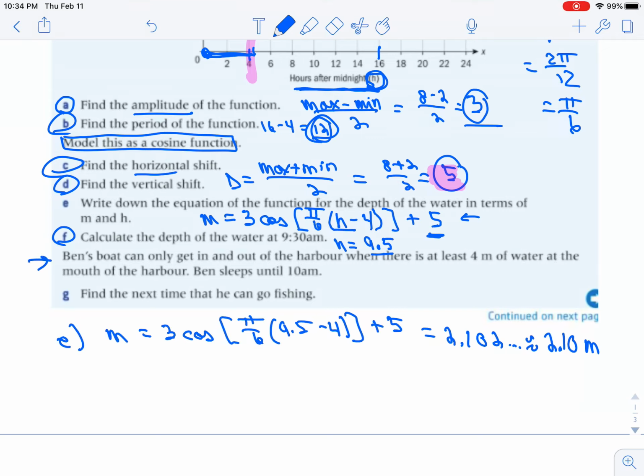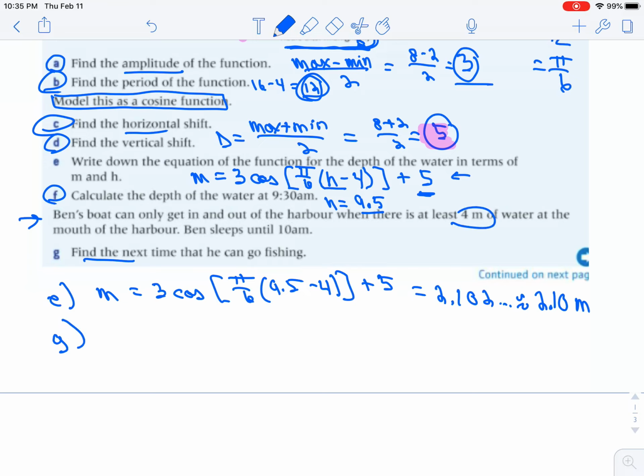All right, then in the last part it says Ben's boat can only get in and out of the harbor when there is at least 4 meters of water at the mouth of the harbor. And then Ben sleeps until 10 a.m. So it says find the next time that he can go fishing. So essentially what you want to look for is, let's set this up, where is the water 4 meters deep? So we want this to be 4. So we're solving the equation.